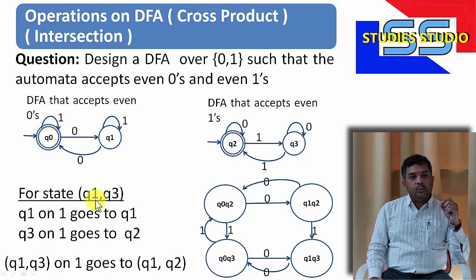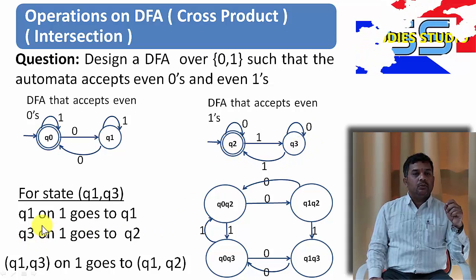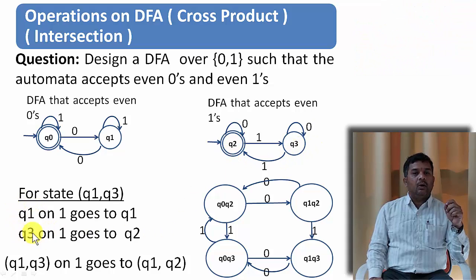So on the state Q1, Q3, if I give the input symbol 1, then what are the transitions? Q1 on 1 goes to Q1 and Q3 on 1 goes to Q2. So putting together, Q1, Q3 on 1 goes to Q1, Q2. So this is the transition. So on all the states, all the input symbols are discussed.